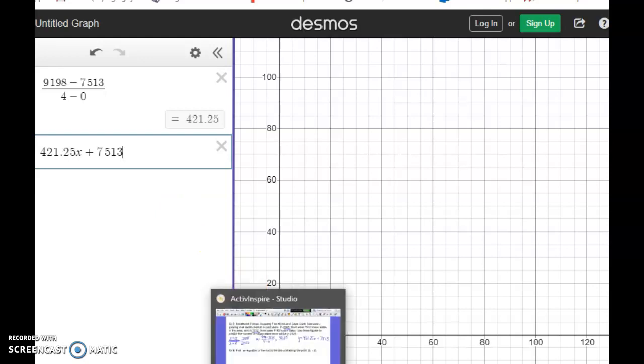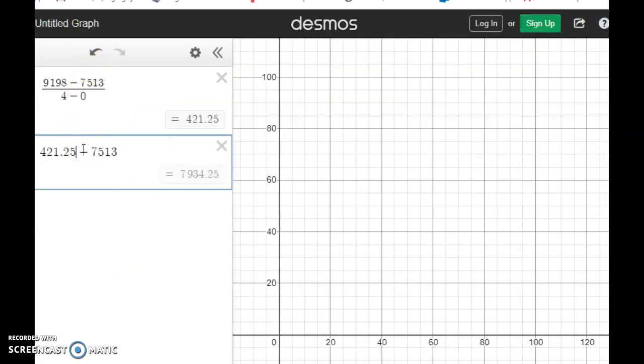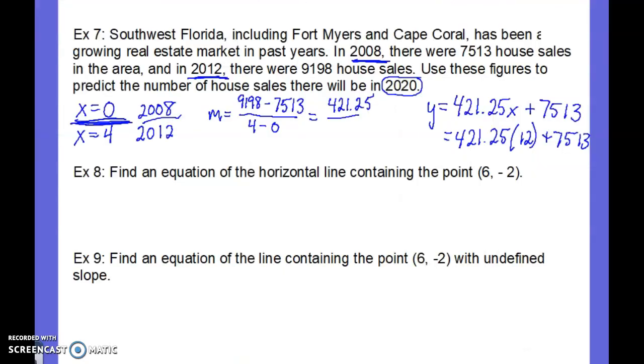Now the thing is, we don't know what x is, but it's asking in 2020. Well, how many years need to elapse from 2008 to get to 2020? We're going to change x to be 12, since 12 years need to elapse. So I can go back to Desmos and just change that x to be 12. And I'm going to predict 12,568. That's my answer. There you go. Again, feel free to go back and rewatch anything as you do this.